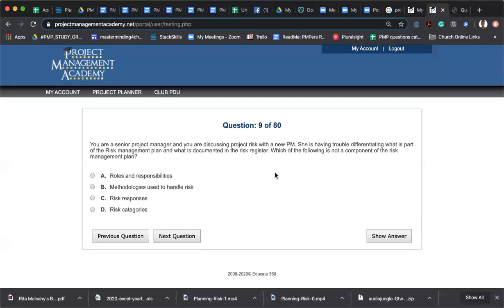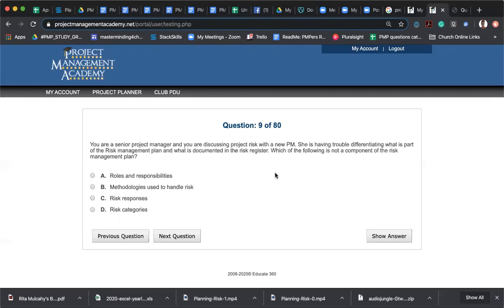All right. Okay. So you're a senior project manager and you're discussing project risks with a new PM. She's having trouble differentiating what is part of the risk management plan and what is documented in the risk register. Which of the following is not a component of the risk management plan? A, roles and responsibilities; B, methodologies used to handle risks; C, risk responses; D, risk categories.